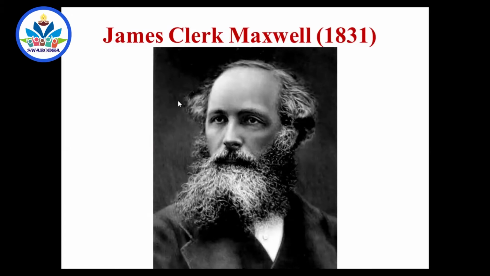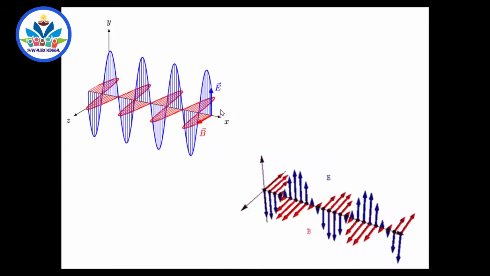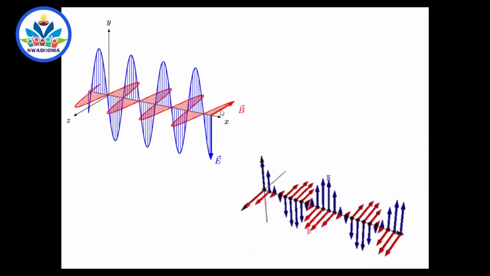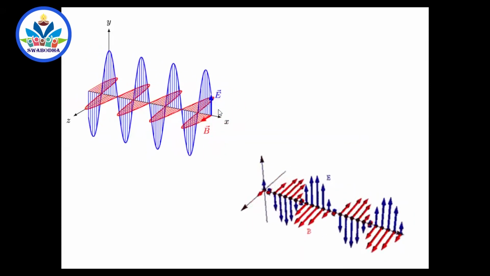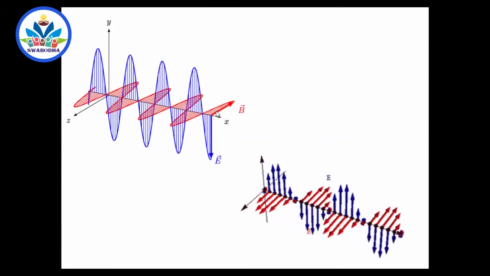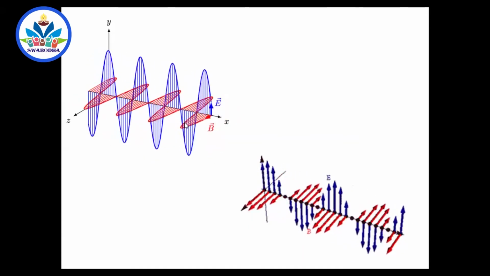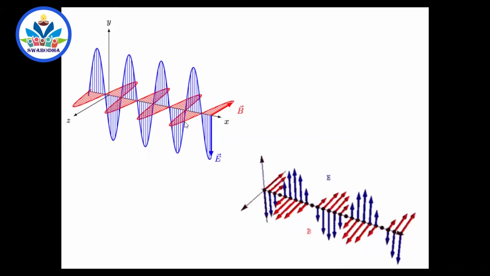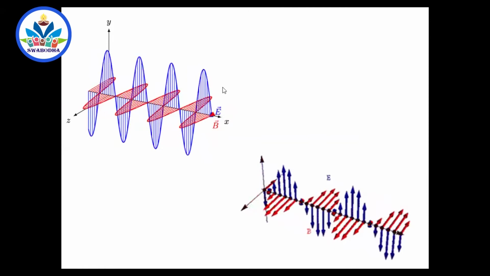Maxwell said that light is an electromagnetic wave. It is a combination of electric and magnetic fields. And how are these electric and magnetic fields? They are varying electric and magnetic fields. They do not remain the same at a particular point. They keep on changing. How do they change? When the electric field becomes maximum at a point, the magnetic field also becomes maximum. But they are not directed in the same direction. If the electric field is in one direction, the magnetic field will be in a perpendicular direction.